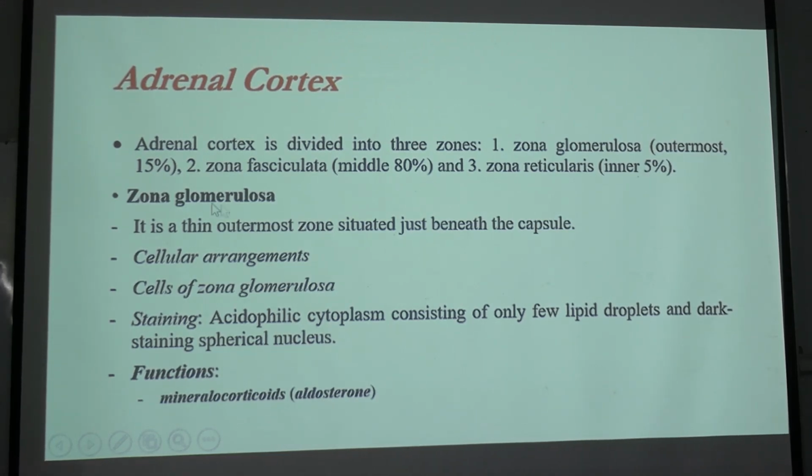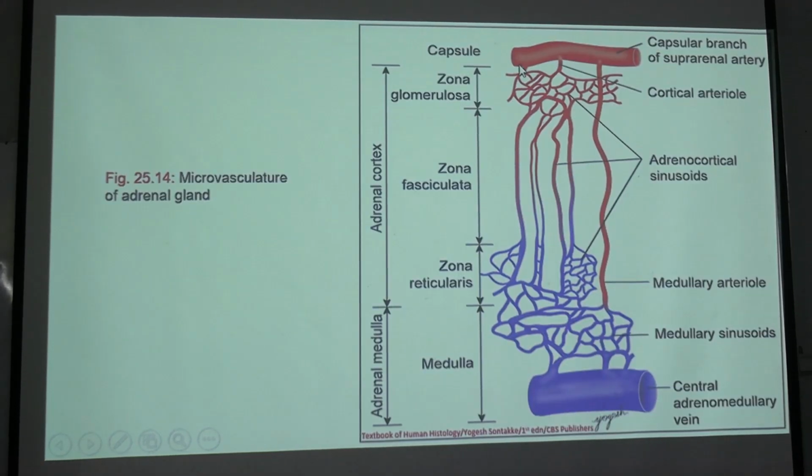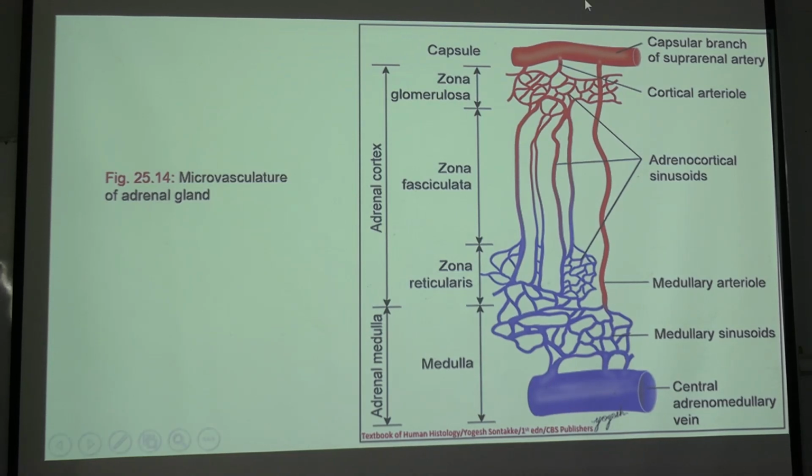If you take the Zona Glomerulosa, the cells are present below the capsule. How are we going to identify this region? We have the blood vessels. The adrenal gland receives blood from the adrenal arteries, which split into adrenal or cortical branches. These penetrate the capsule and get in here, and this is the point where we can identify the presence of the capsule.